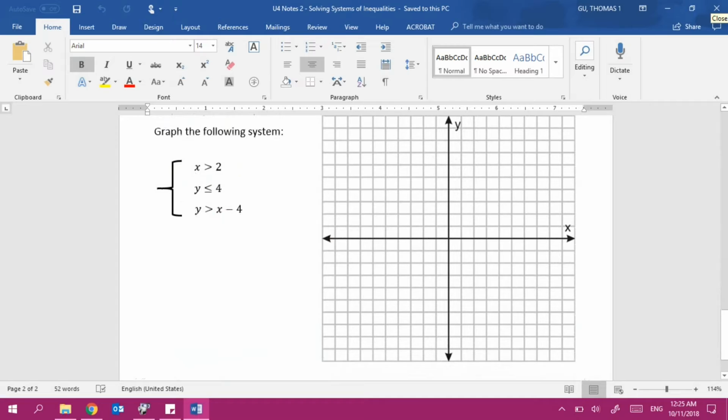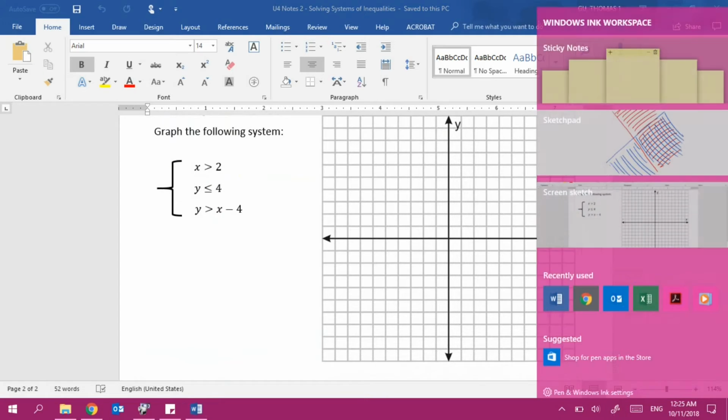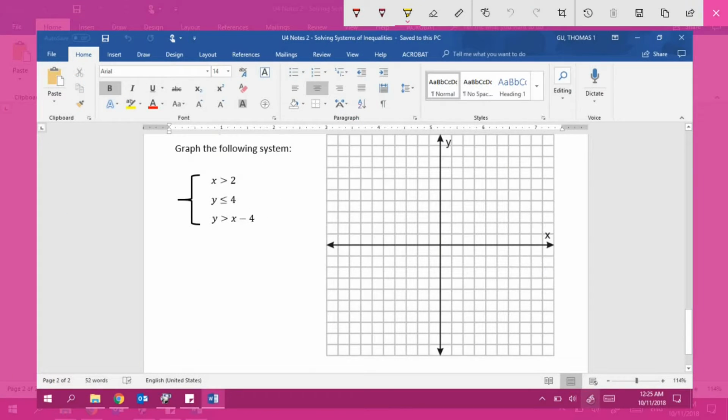Alright, now for the last one. Oh, wow, wait a second. This one's got 3 equations, but guys, it doesn't matter. You can still do the problem just like normal. So first, let's graph this one. X is greater than 2.